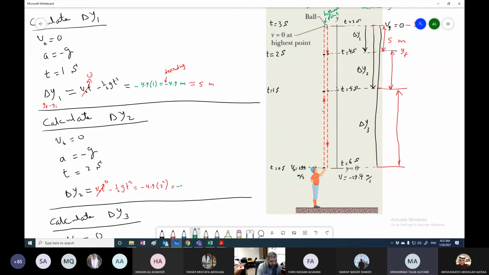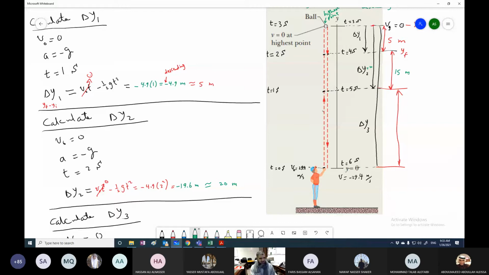Negative 19.6, which is approximately equal to 20 meters. Notice that this is 20 meters, delta y2. So how much is the distance between t equals 4 seconds and t equals 5 seconds? About 15, because all of this is 20. Delta y2 is 20; subtract 5 and it becomes 15 meters. You see, in the first second, it has traveled 5 meters. In the second second, it has traveled 15 meters.